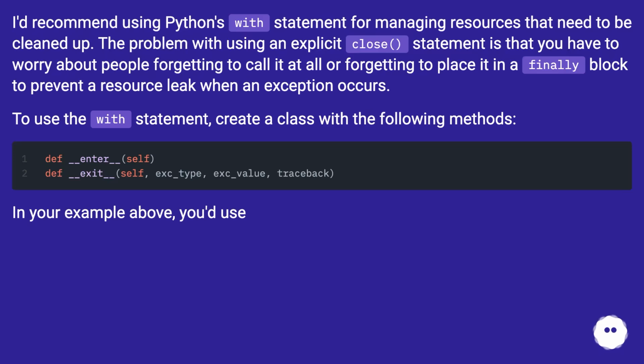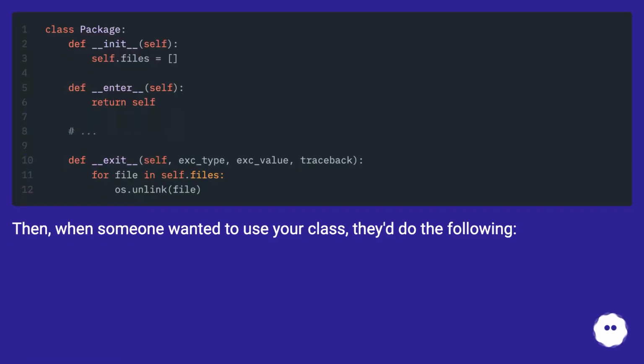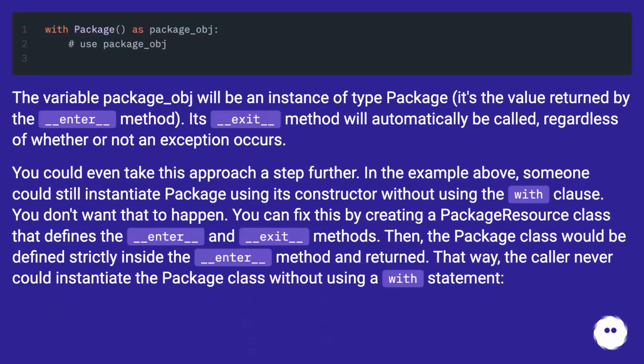In your example above, you'd use the following. Then, when someone wanted to use your class, they'd do the following. The variable package_obj will be an instance of type package. It's the value returned by the __enter__ method. Its __exit__ method will automatically be called, regardless of whether or not an exception occurs.